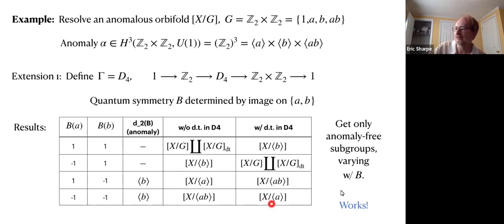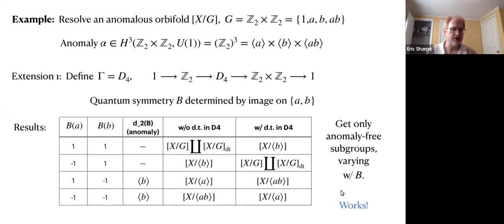The last two lines are more interesting. Here, for these two quantum symmetries, the image is non-trivial. So I could resolve an anomaly that lies in this subgroup. And then if I turn on that quantum symmetry, then this D4 orbifold with that quantum symmetry is equivalent to basically one of these four orbifolds, none of which involves an orbifold by that subgroup. And so if the anomaly lies in here, these four are all automatically anomaly free.